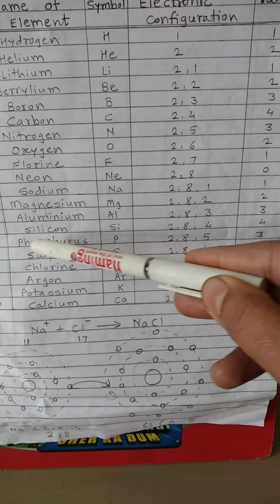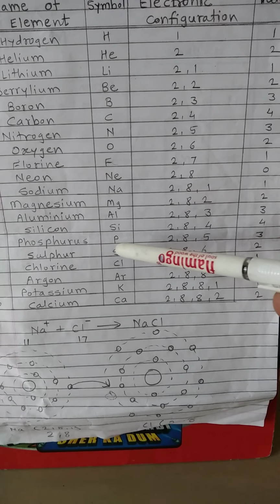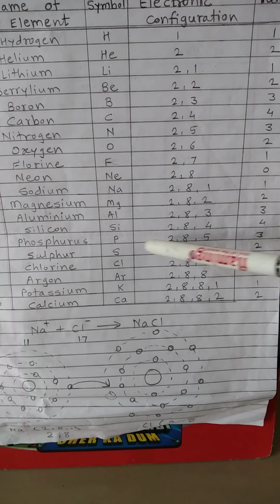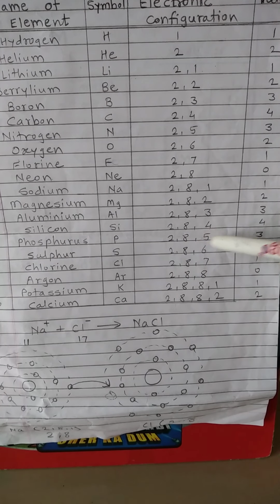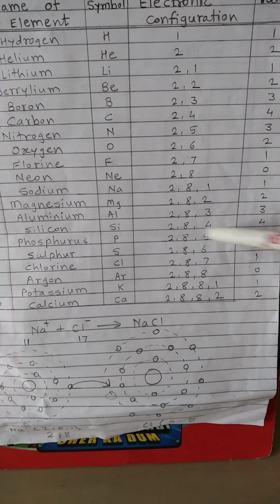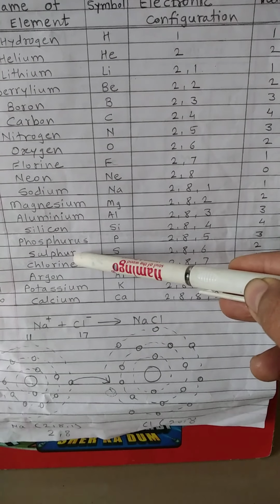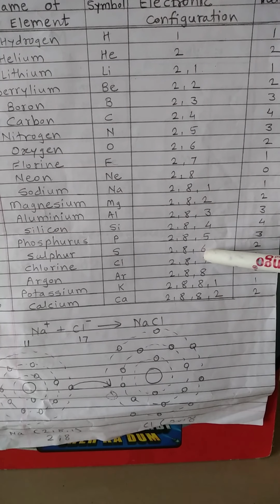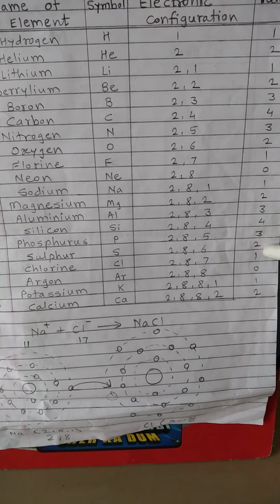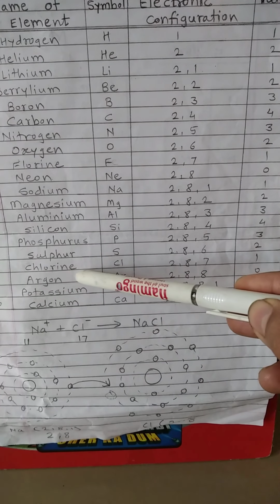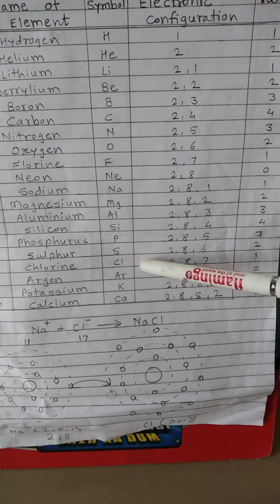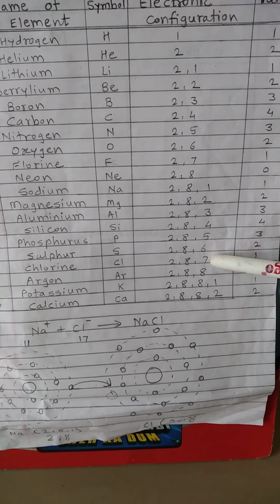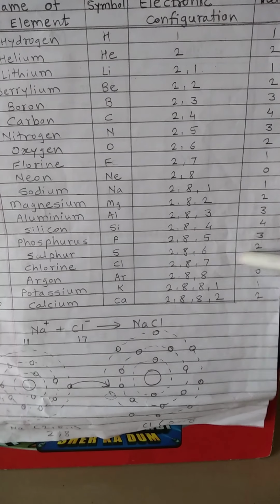Then 15 number phosphorus, symbol is P, electronic configuration 2 8 5 and valency is 3. Then 16 number sulfur, symbol S, electronic configuration 2 8 6, valency 2. 17 number chlorine, symbol Cl, electronic configuration 2 8 7 and valency is 1.